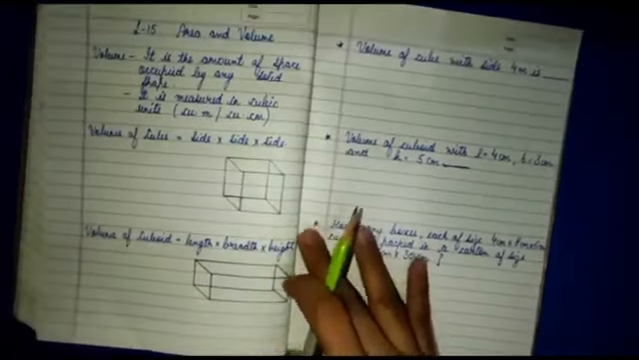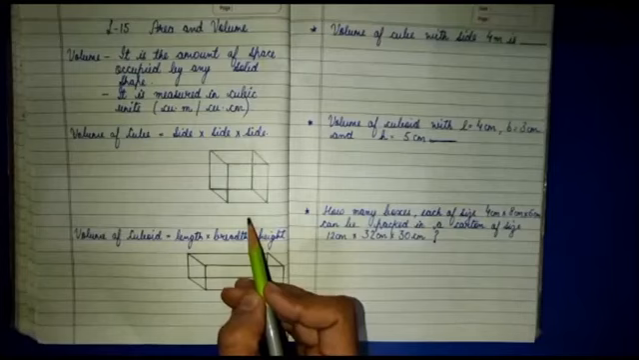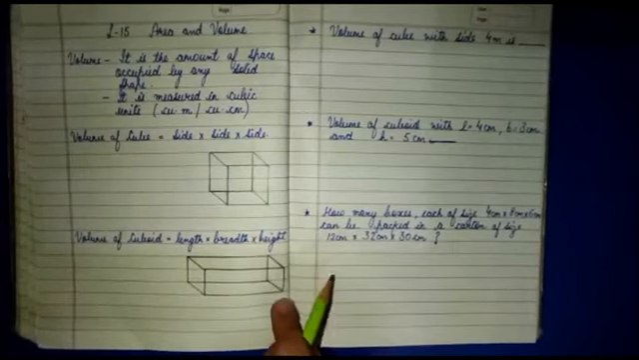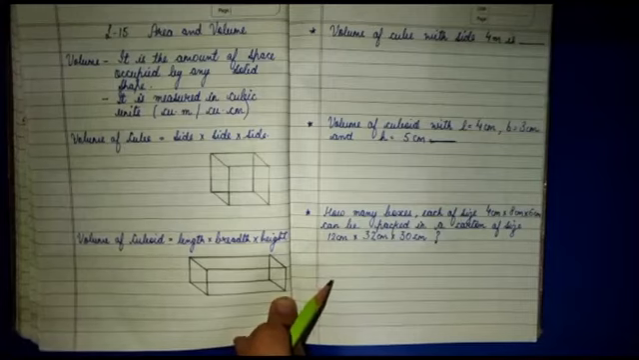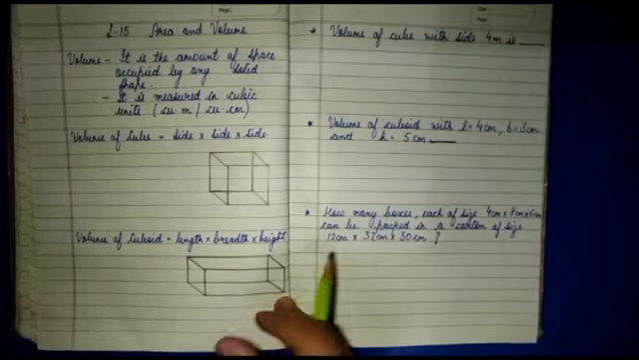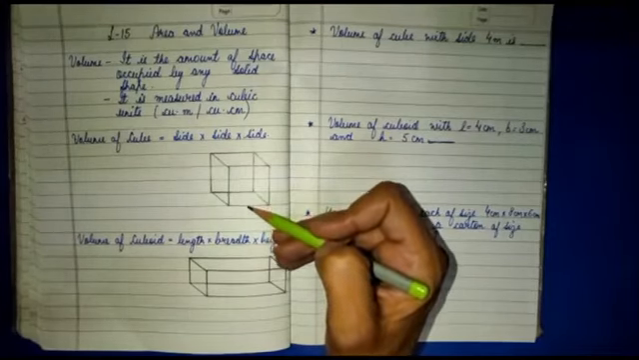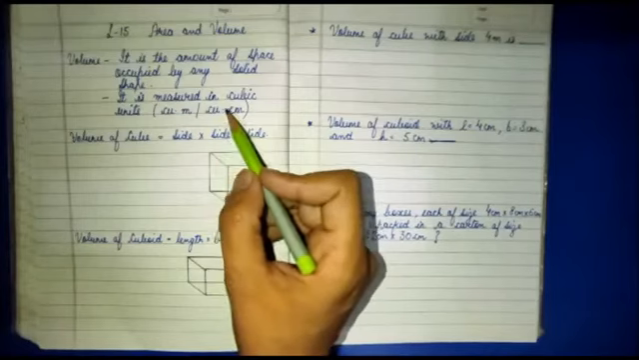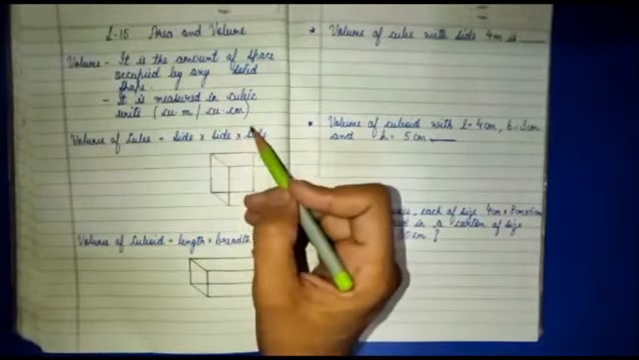Now let's look at this cube. We see many boxes in our kitchen which may be in cube or cuboid shape, and some boxes are even in cylindrical shape. All these solid shapes, or 3D shapes, are taking space from inside, so they all have volume. Now the second point is that it is always measured in cubic units. It can be cubic meter or cubic centimeter.